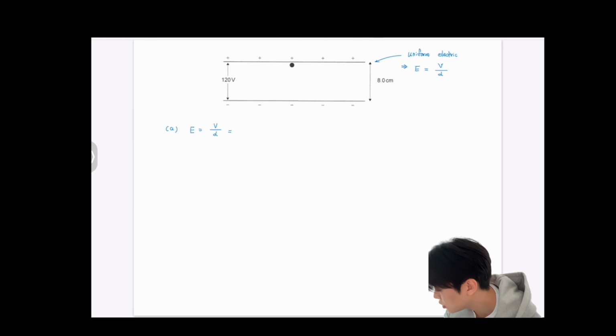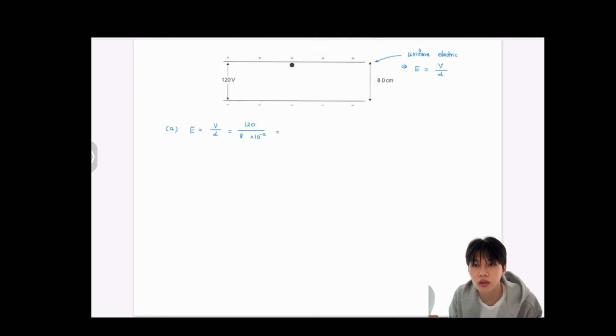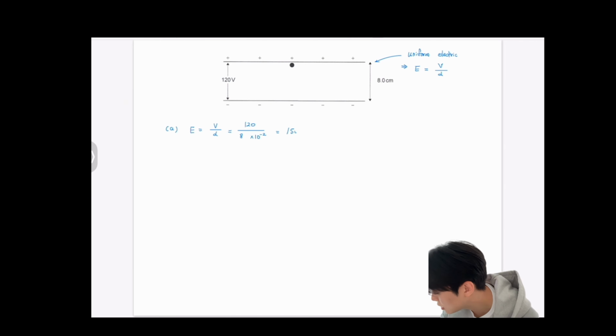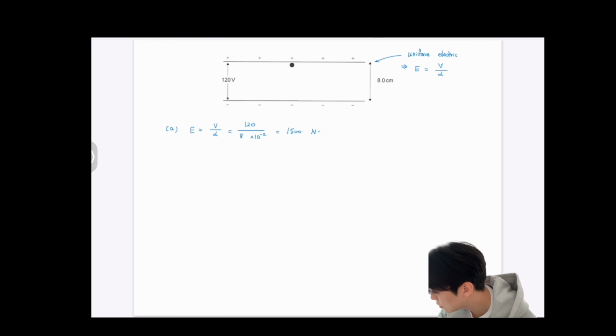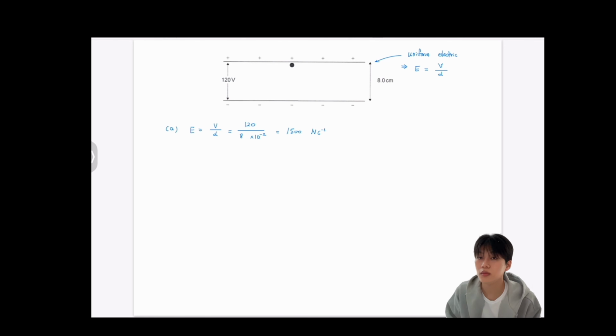So E equals V, which is 120 volts, over the separation, which is 8 centimeters. But centimeters have to be changed into meters, which is 10 to the negative 2. So if we calculate that, that's 1,500. For the unit for E, I'll stick with newtons per coulomb. So that's question A.